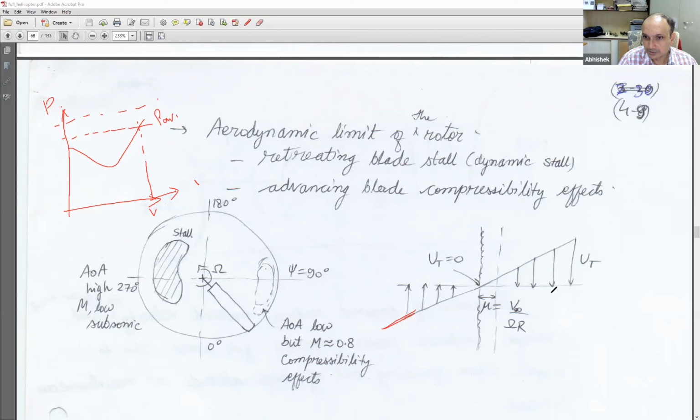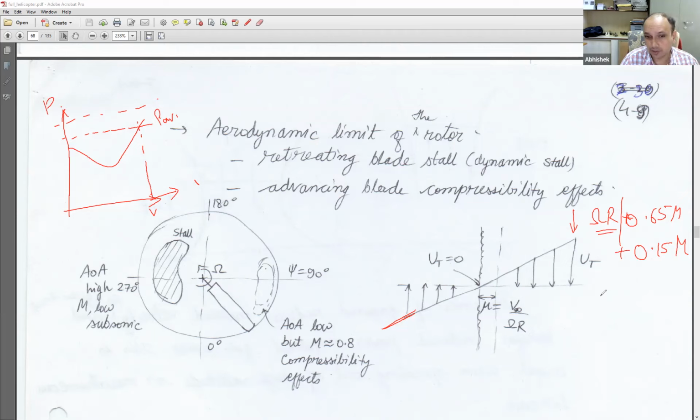What happens here is my velocity is increasing, u_t, and then there is also velocity coming from the other side due to forward speed, and it adds up. So V equals omega r plus forward speed, and in hover condition this omega r is already equal to 0.65 Mach number. The moment I start flying forward, I get additional velocity which adds to this u_t. So now I am only left with a room of 0.15 Mach number before I reach the limit that is there for normal efficient subsonic flight.